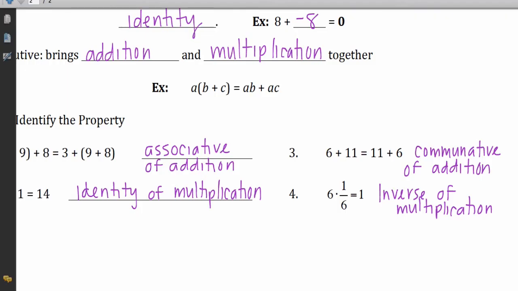Okay, so to sum up things that I think can be tough to remember, closure means that the result of whatever operation gives us an answer or an output that is a member of the same set. Identity gets us back to the original number. Inverse gets us back to the identity.